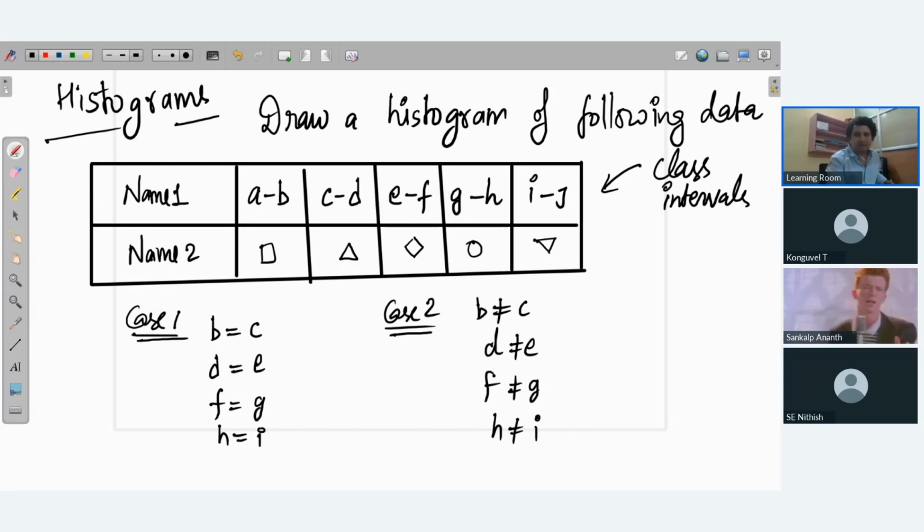He went out. Okay. So this is how the structure of any histogram question will look. Yes, sir. One second, sir. You don't have to copy this stuff.